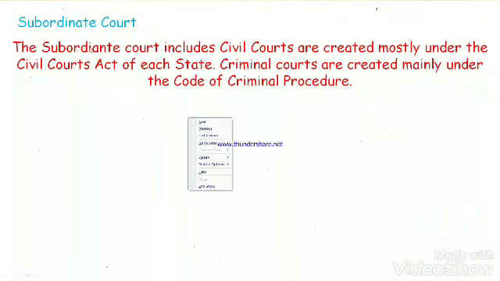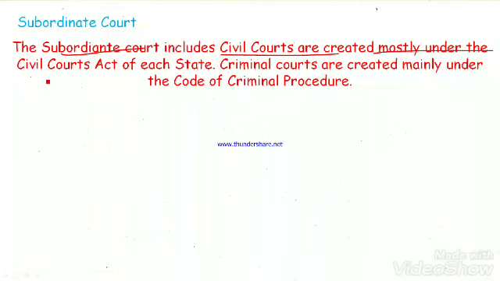Now let's talk about subordinate courts. Subordinate courts include civil courts, created mostly under the Civil Procedure Code, like law of tort, and criminal courts, which are created mainly under the Code of Criminal Procedure. Subordinate courts always work as a lower court.